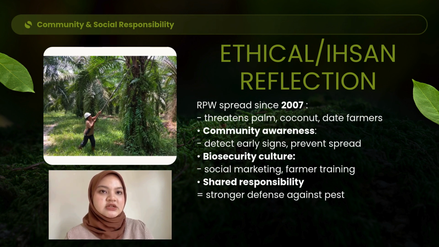However, ethical reflection also reminds us that science alone is not enough. Since RPW has spread widely since 2007, threatening palm, coconut and date farmers, community awareness became the first line of defense. Farmers must detect early signs and prevent the spread of infested materials. Through education and biosecurity campaigns, communities can share responsibility and build stronger protection against the pest.